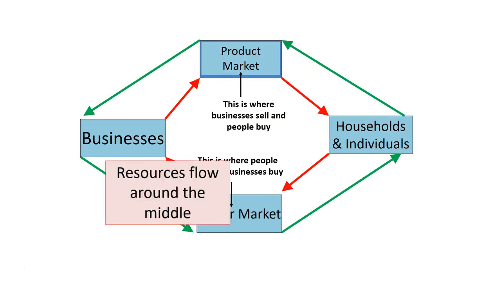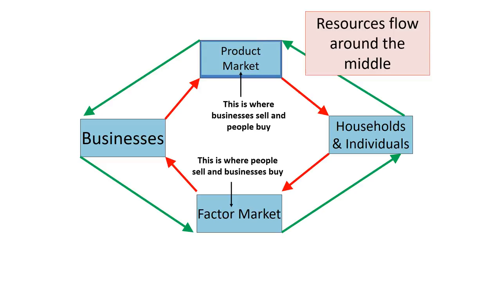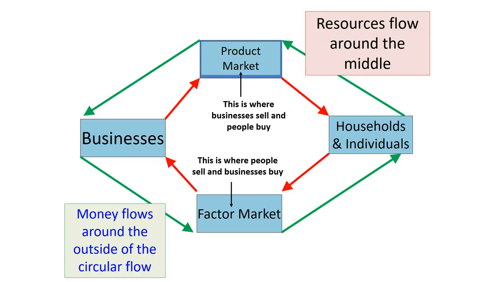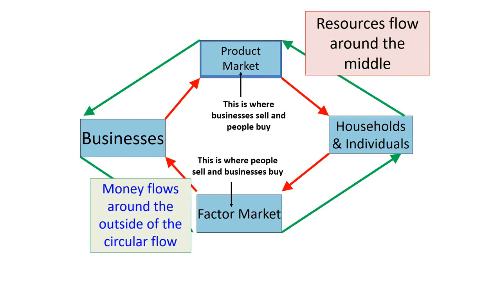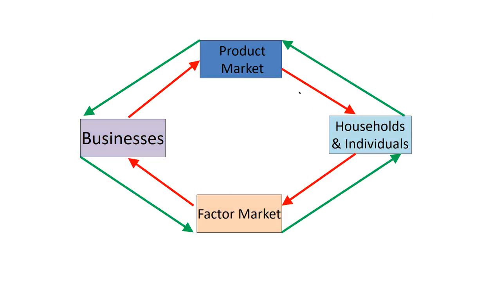The set of arrows in the middle is going to represent resources. This is going to be things like land, labor, capital. This is going to be the stuff in this market. Then you can see the green arrows on the outside. Those are going to represent money. So money is going to flow around the outside of the circular flow model. So it's very important that you make sure that your arrows are always in the right direction, and you know exactly what you're looking at.